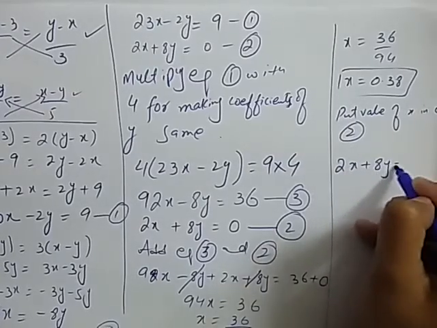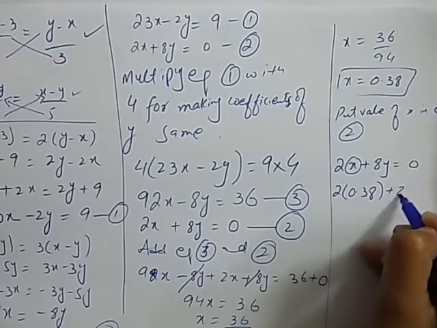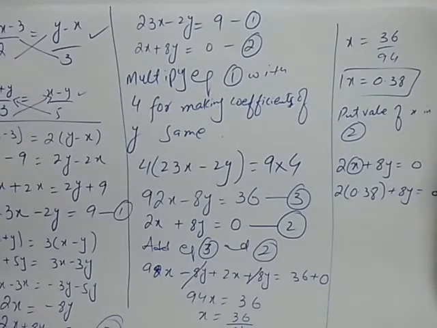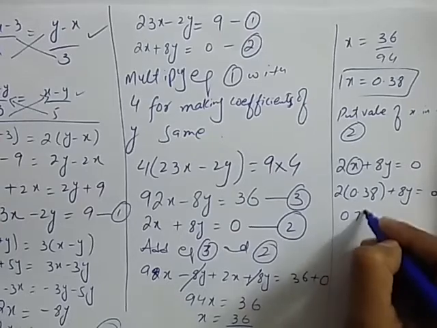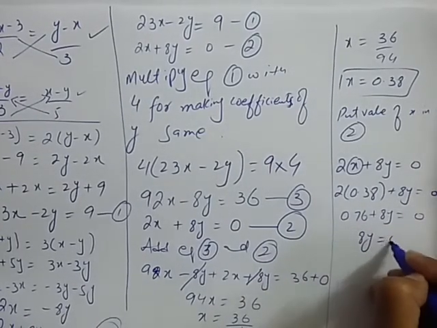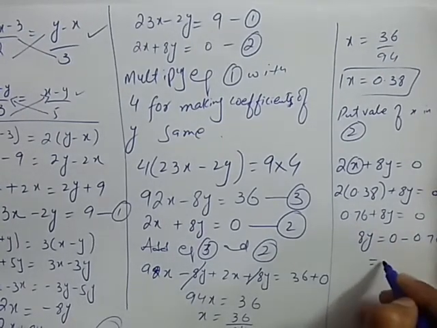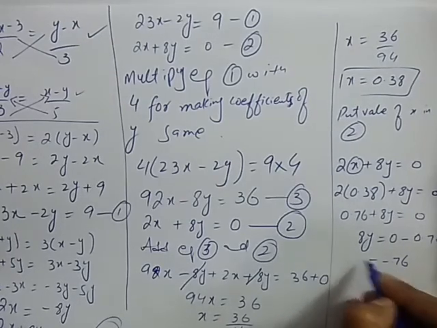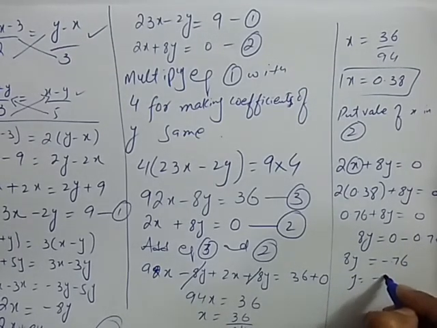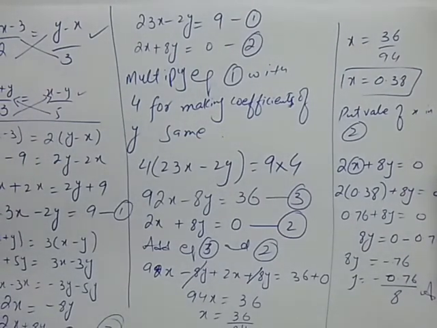2x plus 8y is equal to 0. At the place of x I have to put the value 0.38. So 0.38 multiplied by 2 is 0.76. Now 8y remains the same. On the other side, 0 minus 0.76. This is plus, so on the other side we have to subtract, minus 0.76. So y is equal to minus 0.76 divided by 8 is the answer.